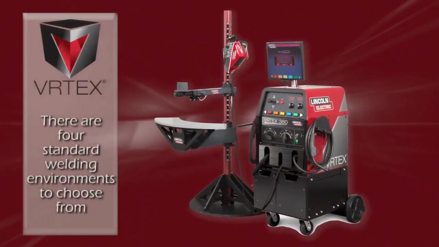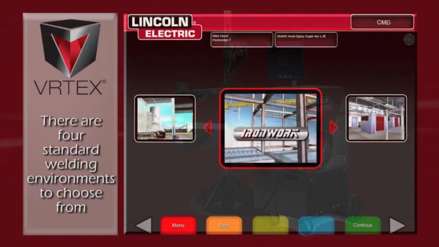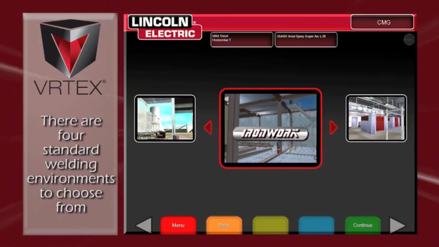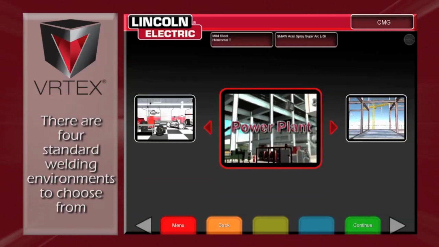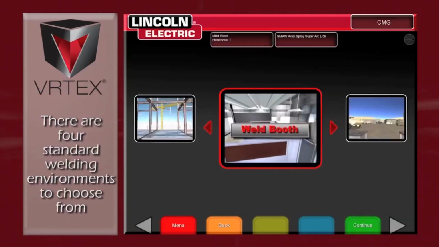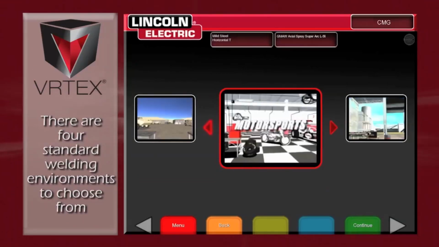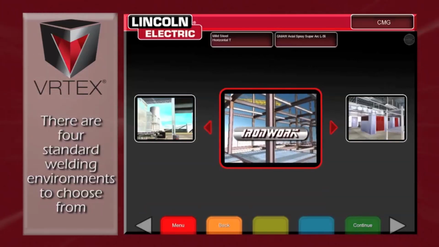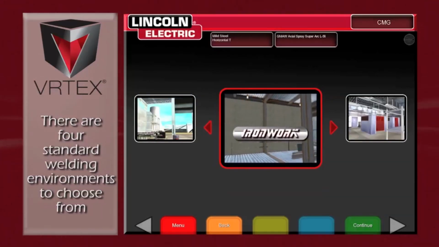The VRTEX 360 comes standard with 4 incredibly realistic virtual welding environments: the Ironworks, Power Plant, Desert Base, and Weld Booth environments. An optional Motorsports environment is also available. Toggle left or right to select the desired environment.